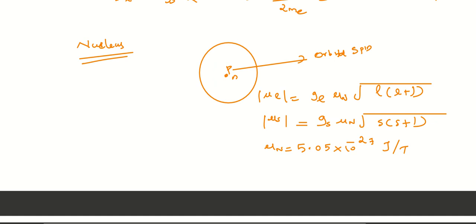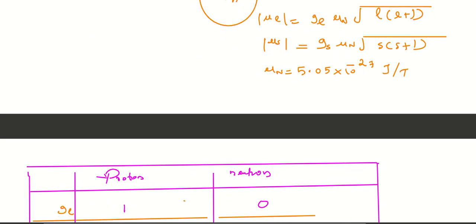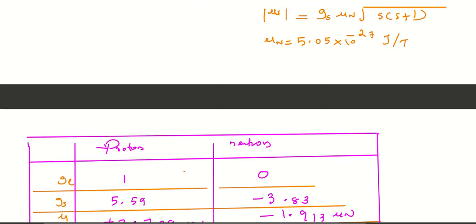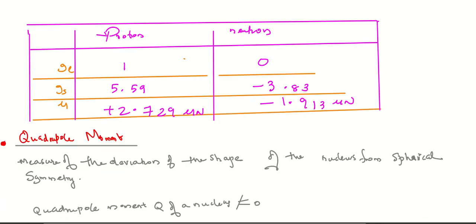So mu L is equal to GL mu n under root L into L plus 1. Mu S is equal to GS mu n under root S into S plus 1, where mu n is equal to 5.05 into 10 raised to minus 27 joule per Tesla. We know that there is a proton and neutron, so we have to substitute the values of GL and GS.